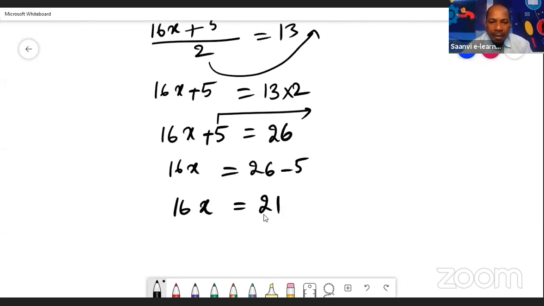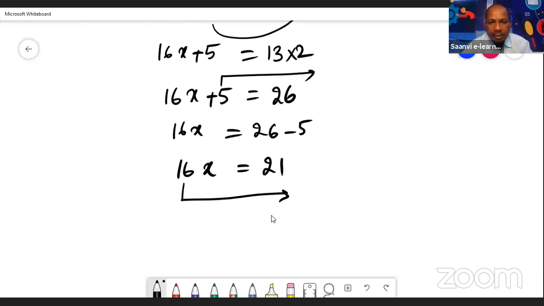Now again, the 16 is extra here. This 16 also goes to the other side. 16x means 16 into x. 16 is multiplying here, so when we send it to this side, it will divide. So 21 by 16. Can we simplify this 21 by 16? No, we can't simplify. So x is equal to 21 by 16 is the answer.